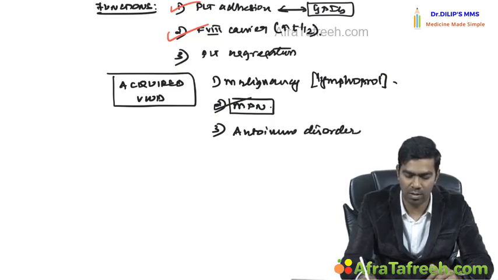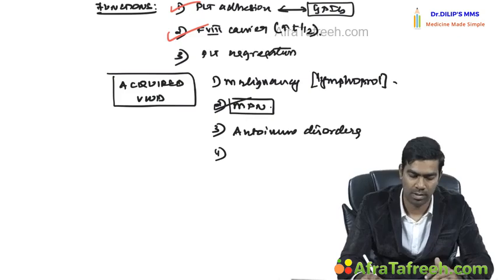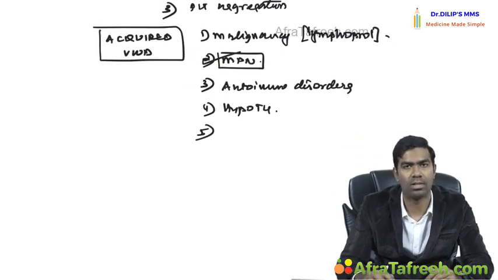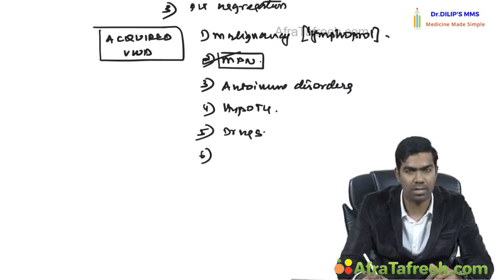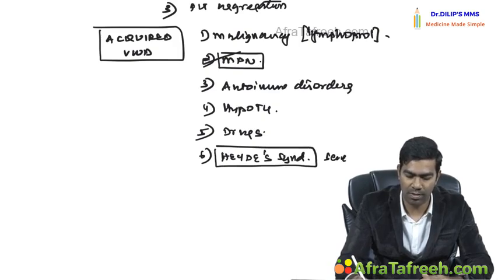Obviously, that is due to autoantibody development against this von Willebrand factor. Then hypothyroidism, again due to autoantibody formation, because hypothyroidism is often associated with autoimmune conditions. And a lot of drugs can result in downregulation of von Willebrand factor production and synthesis. And then you have one important syndrome called Heyde syndrome. Heyde syndrome happens in patients who are having severe aortic stenosis.